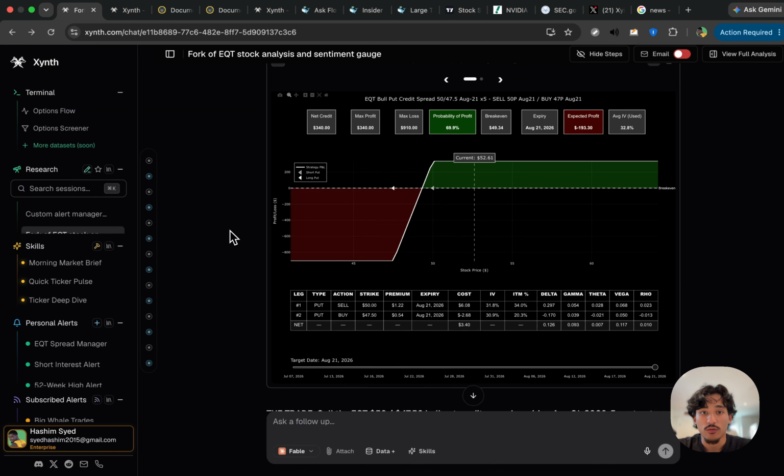So the trade that came out on top here was an EQT bull put credit spread. Basically, Xynth was telling the user to sell a put with capped risk by also buying a put.